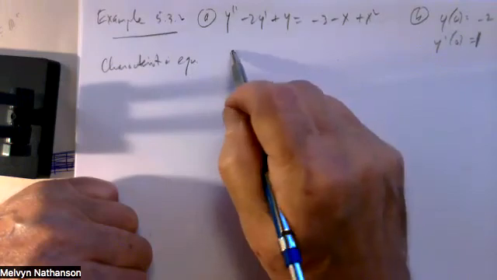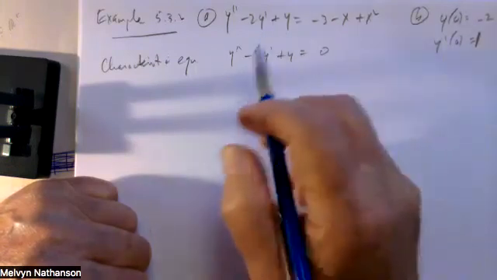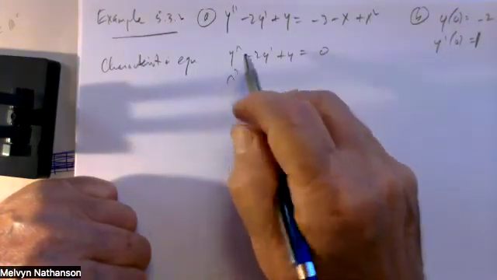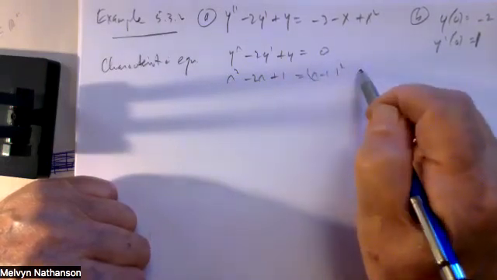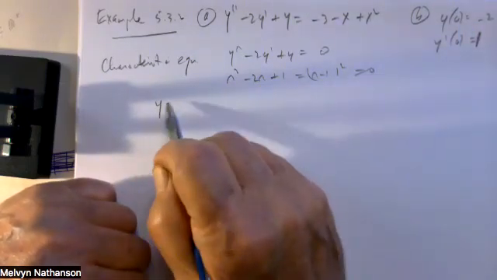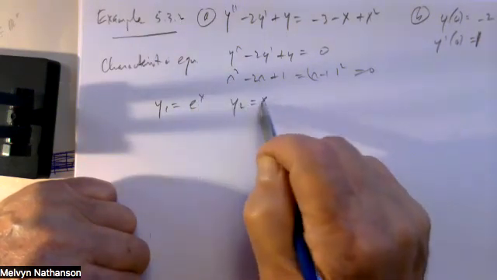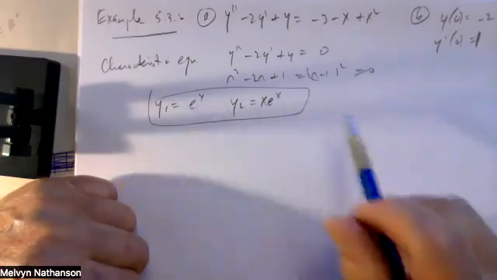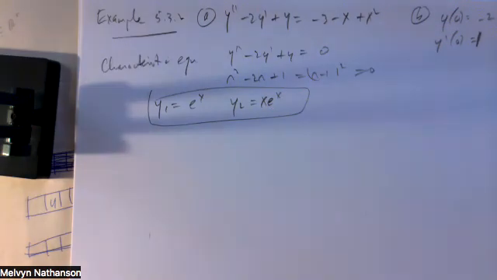That's the homogeneous equation, y double prime minus 2y prime plus y equals 0. The corresponding quadratic is r squared minus 2r plus 1, which is r minus 1 squared equals 0. So there's a double root. So if you let y1 be equal to e to the x and y2 equal x e to the x, this is a fundamental set of solutions to the homogeneous equation. That's what we learned in the previous section, 5.2.